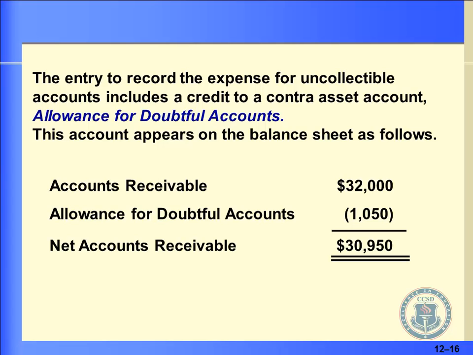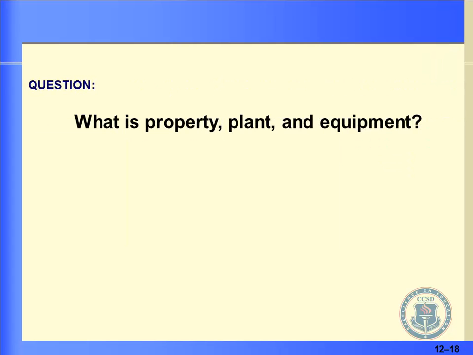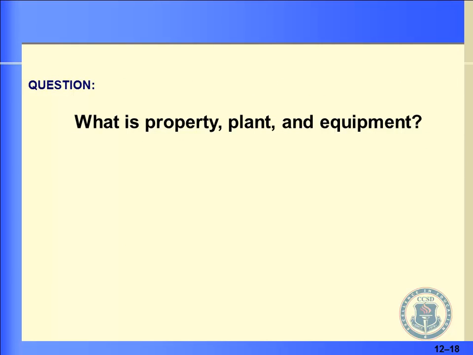Now they did theirs on a percentage of net credit sales, but there's some other methods to do. Oh, let's go through this really quick. So we have our uncollectible accounts expense. Then we're going to debit that, and we're going to credit our allowance for doubtful accounts. And we're not going to go into all the other methods. I thought we were going to hit the other methods. That's right. We'll jump to property, plant, and equipment.